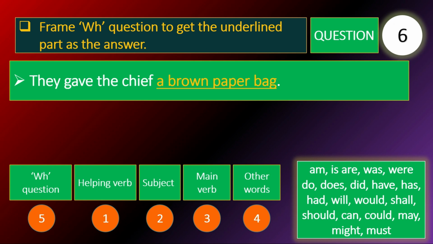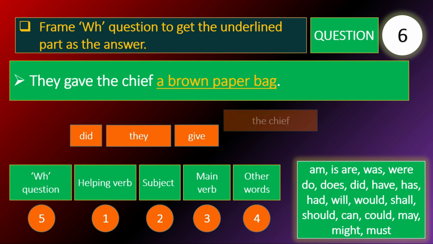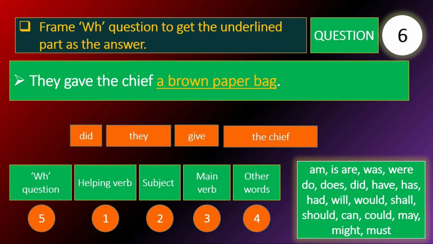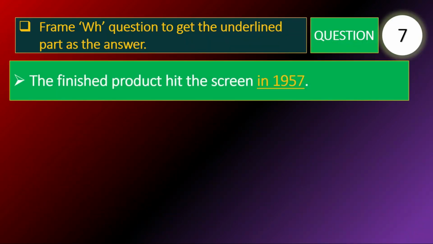Again, you follow the same word order. First one, helping verb, we have already discussed, did, and main verb give. You use the subject they. Did they give? Question mark. Did they give the chief? A question mark. Now you can put what at the beginning. What did they give the chief? Answer, a brown paper bag. Now let's look at the next question, that is number 7.